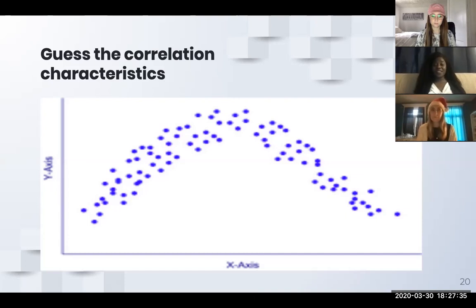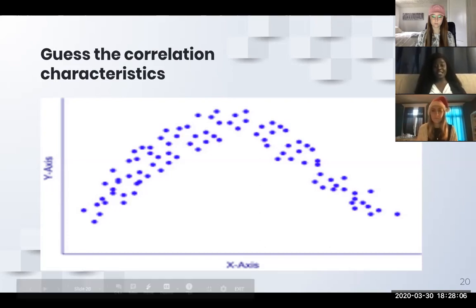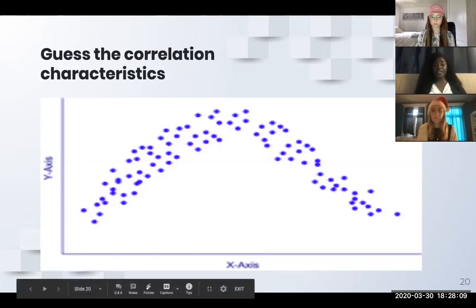Can anyone guess this correlation? Looks like a roller coaster. You're definitely right. It's somewhat like that. This is actually an example of the inverted U curve that I've mentioned before in curvilinear correlational designs. So here, as X increases, Y increases up to a point where as X continues to increase, Y decreases.